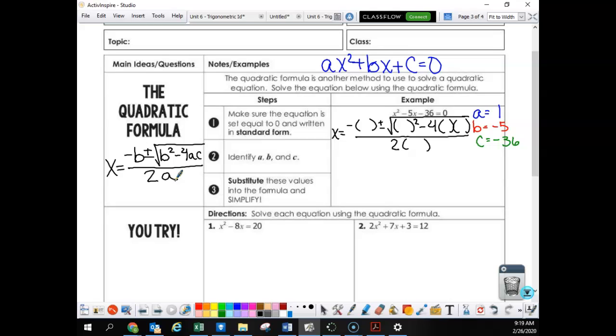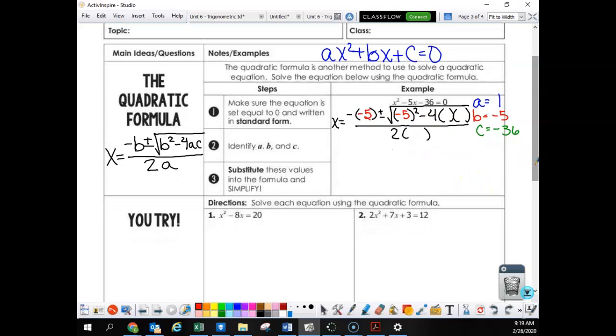So b is negative 5. So inside this parentheses, I'm going to put negative 5 there. And then b is the one that's squared, so this is also going to be negative 5. And that's all of my b's. Then next is a. a is 1, so the a is next to the 4, so I'm going to plug in a 1 there. And then the bottom, I have an a there as well, so that's going to be a 1. And then that last open parentheses is the negative 36.